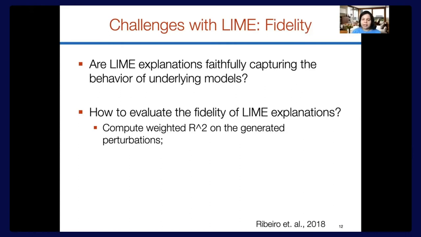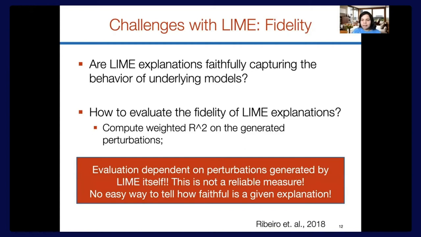But there are some problems with this, which is that this is making the evaluation process dependent on the perturbation set itself, right? So the same thing that LIME is generating, you are basically believing that that is what the local neighborhood is, and you are just evaluating on that. What if that is not a good capture of the local neighborhood? Right. So then your weighted R square does not really mean anything if your perturbation set is not a good capture of the local neighborhood. So clearly, this is not a reliable measure.